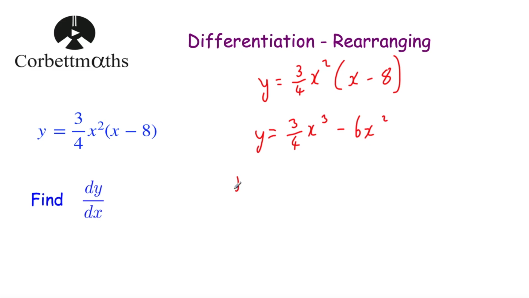Now let's differentiate. So dy by dx would be equal to, we'll bring down the power. So 3/4 times 3 would be 9/4. So 9/4 x, and reduce the power by 1, so it'll be squared, and then minus, 6 times 2 is 12, so minus 12x, and then we reduce the power by 1. It was 2, when it goes down by 1 it'll just be 1, so that's it. So dy by dx is equal to 9/4 x squared minus 12x. Okay, and let's look at our last question.